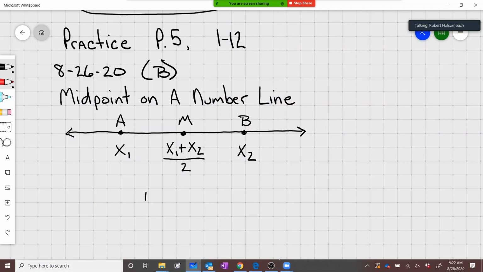So your M is going to be equal to x sub 1 plus x sub 2 divided by 2. And anytime you add two numbers together and then you divide them by 2, you're finding the average, right? So the midpoint is the average of the coordinates.